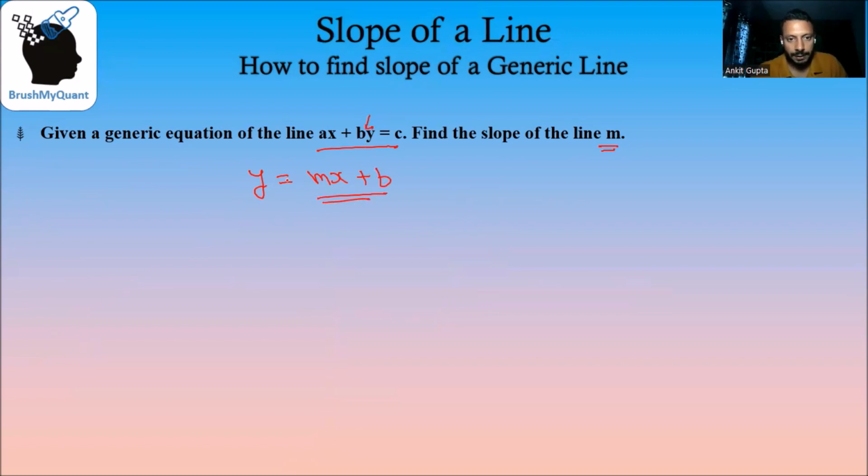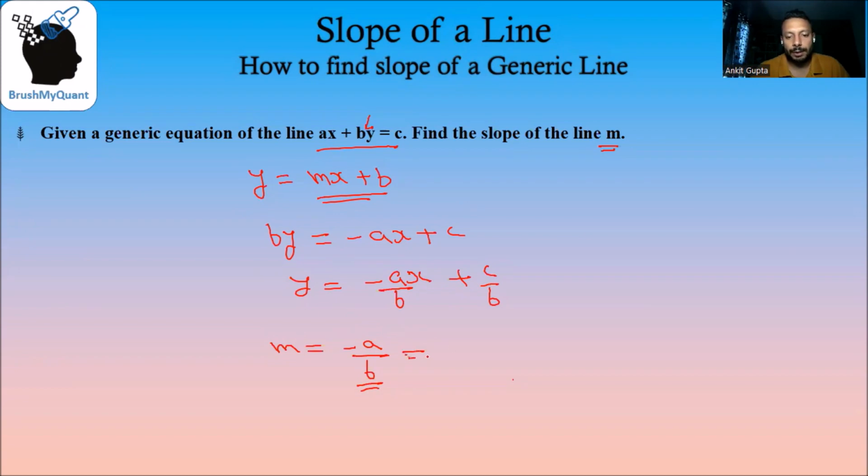So if we try to write this equation in this form, so we can say by is equal to minus ax plus c, or y is equal to minus a by b x plus c by b. So that means given a generic equation of the line, the slope will be given by minus a by b, and this will be equal to minus of coefficient of x divided by coefficient of y. So given a generic equation of the line, the slope of the line is given by minus of coefficient of x divided by coefficient of y.